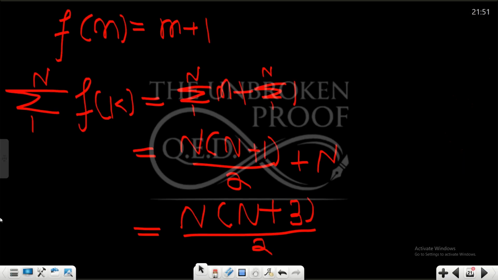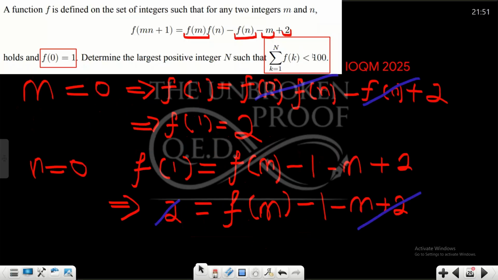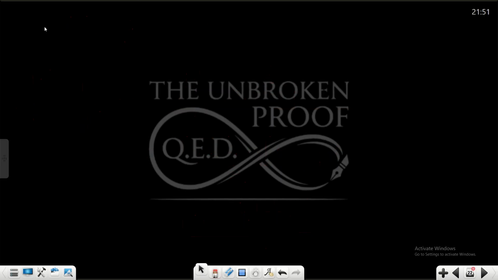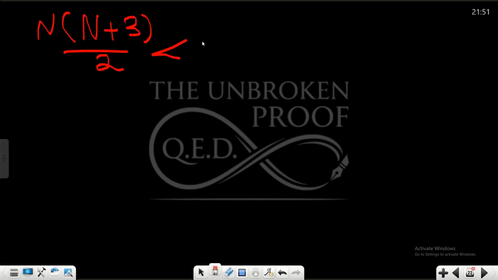Now if we take this N into N plus 3 by 2 and take it with inequality as less than 100, then you will get something like N into N plus 3 by 2 less than 100.